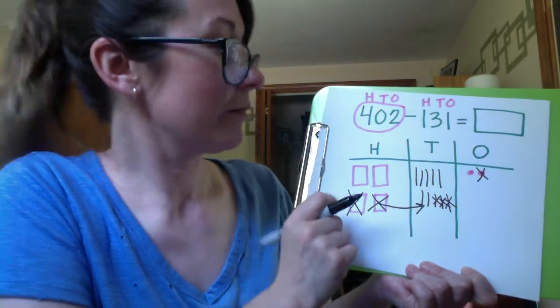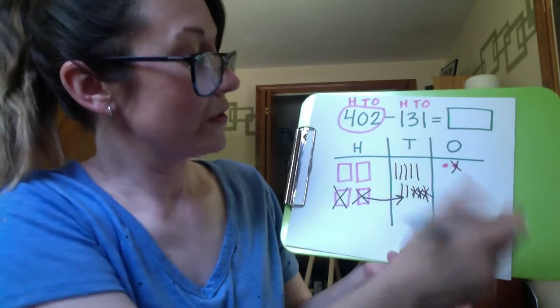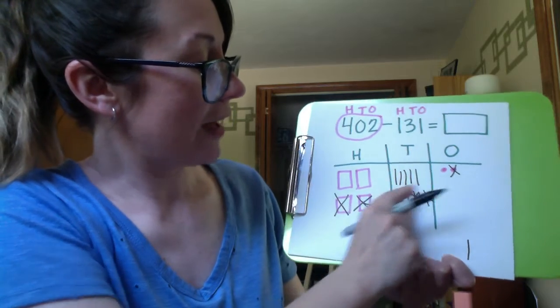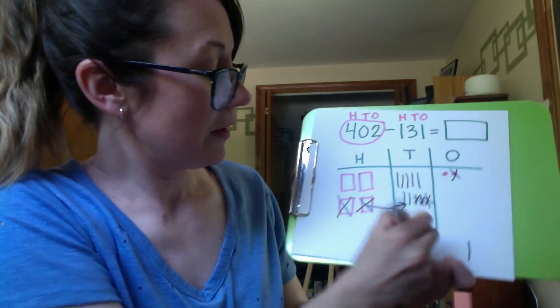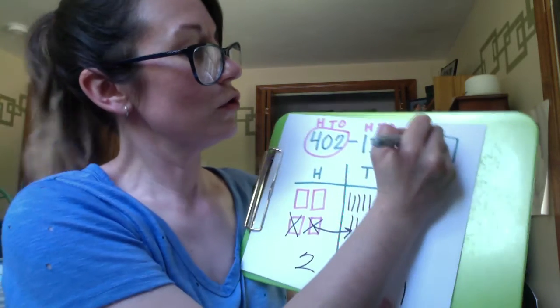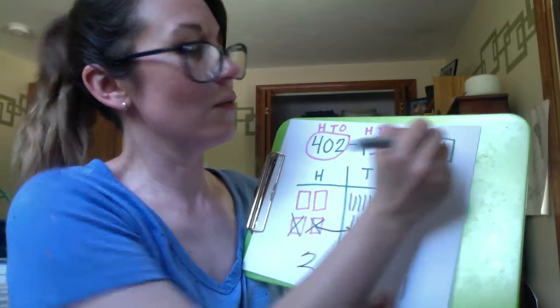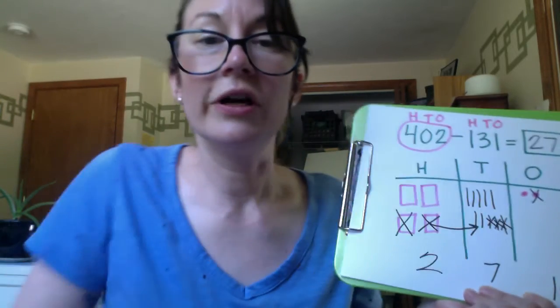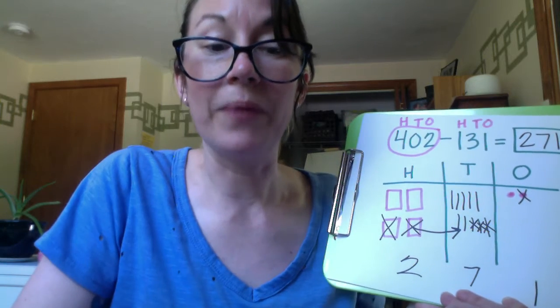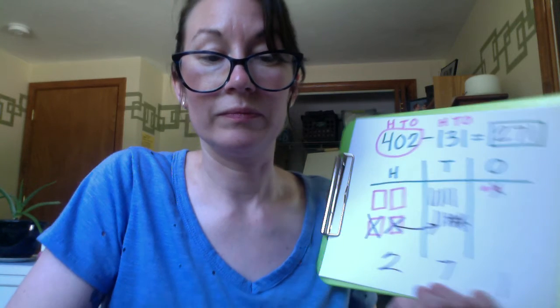Now I can count to find my answer. How many ones are left? 1. How many tens are left? 5, 6, 7. And how many hundreds are left? 2. So my answer is 271.